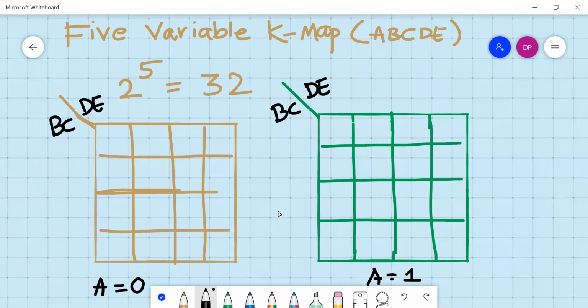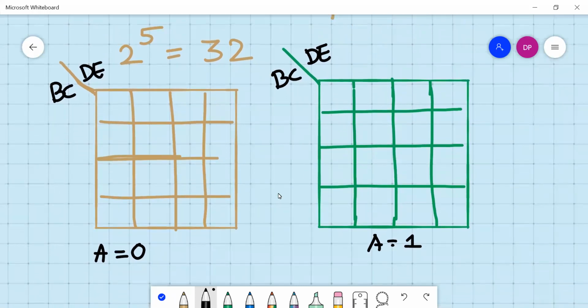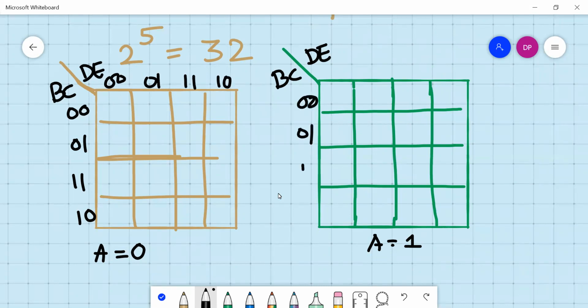So let's find out the min term values. A is equal to 0, and this is say BC: 0 0, 0 1, 1 1, 1 0. Similarly, DE is also 0 0, 0 1, 1 1, 1 0, repeated along the columns.